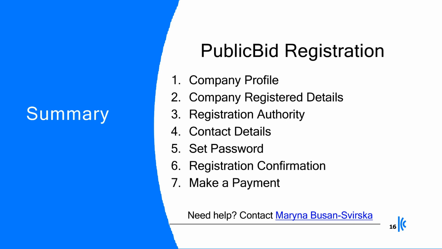So in summary, to register with PublicBid, you complete an online form where you provide your company profile, your registered details together with the registration authority, and your contact details, where you also set your login and password. You will then receive emails which you need to acknowledge to confirm registration. When you are ready, the final step is to pay a small amount, which allows PublicBid to confirm your accreditation and covers the government fee for bidding for projects. The whole process is easy and can be completed very quickly.